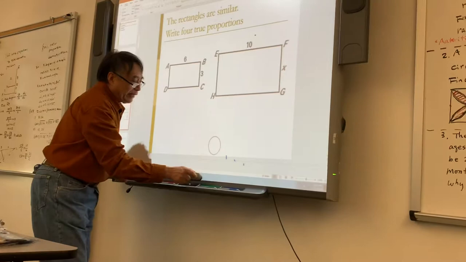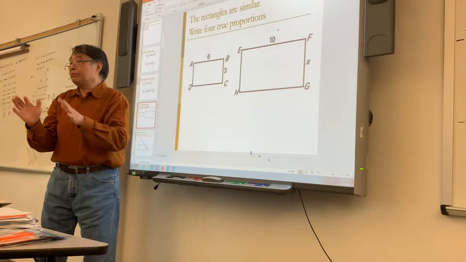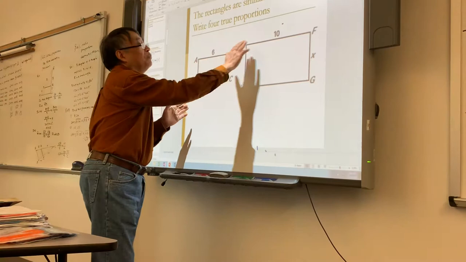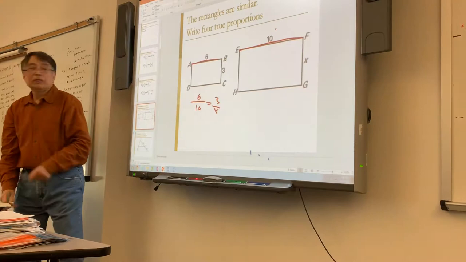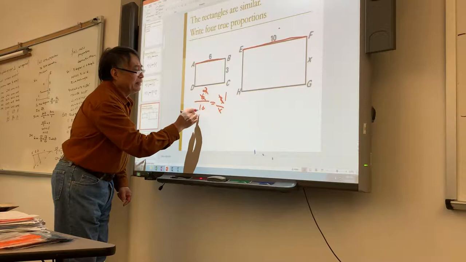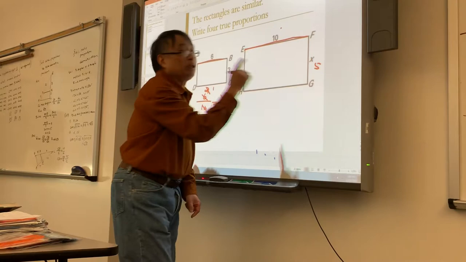Rectangle, every angle is 90 degrees, shape is the same. But corresponding sides, 6 over 10, you can see, 6 over 10 corresponding side equals 3 over x. Do you understand me, please? So you can cross multiply before you simplify. And this one is 1, this is 5, x equals 5. So when x equals 5, those two are what? Similar.